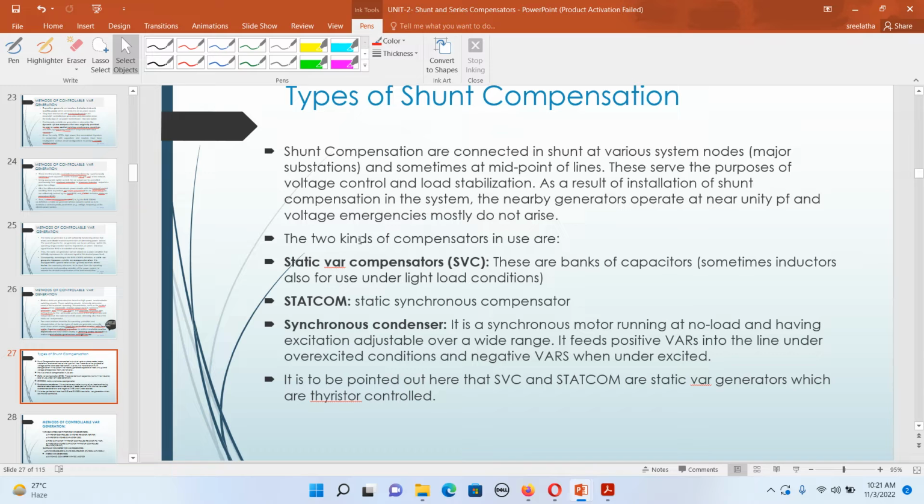And then different kinds of shunt compensators. We have static var compensators, the static synchronous compensator, and static condenser. Static condenser is nothing but your static machine that I already discussed. Okay, static var compensators. Today we are going to see static var compensators.